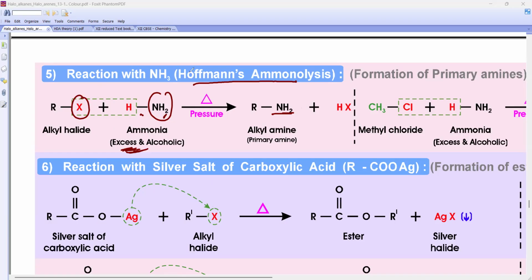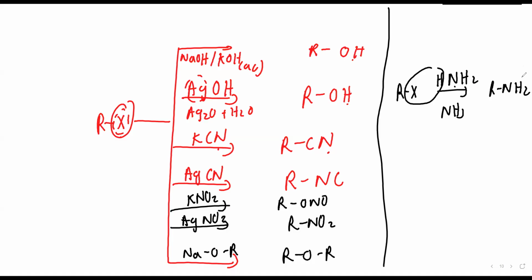Now, what update will we do in our flowchart? Look, there was no place. So look, R-X with ammonia, you get amine. We get alkane amine.